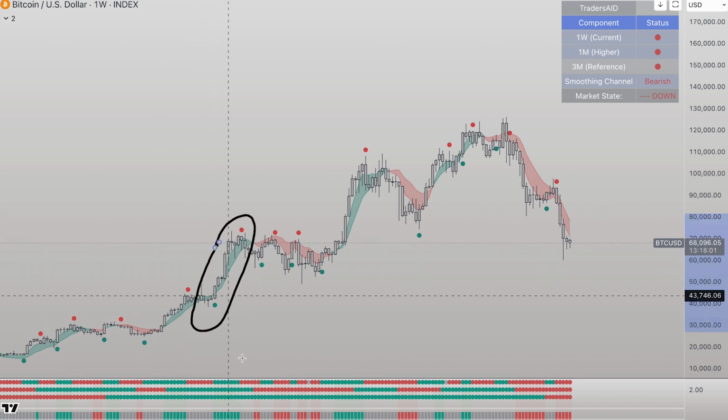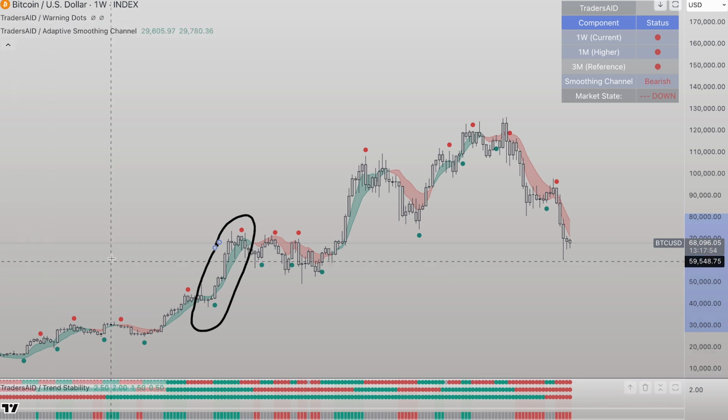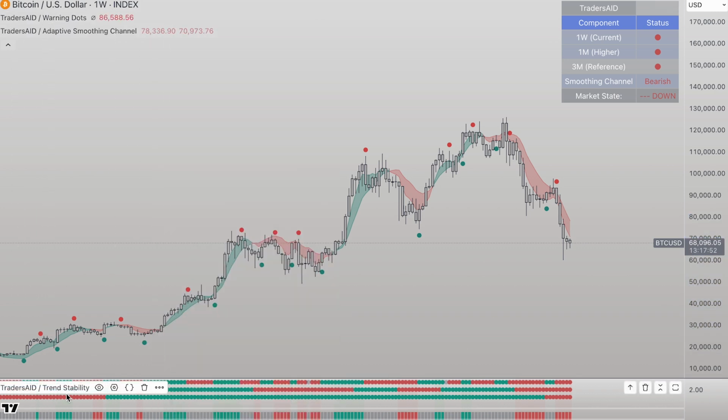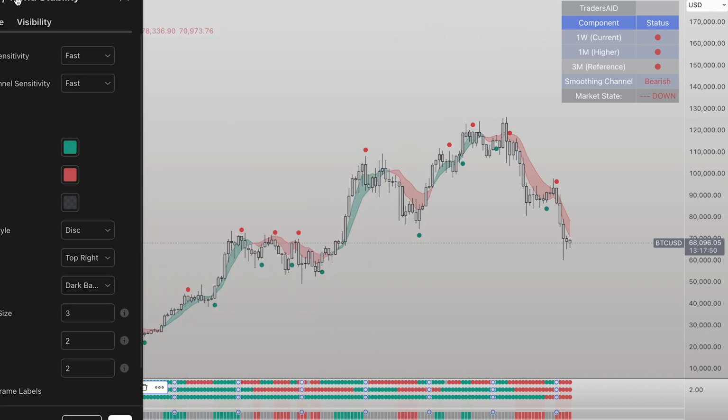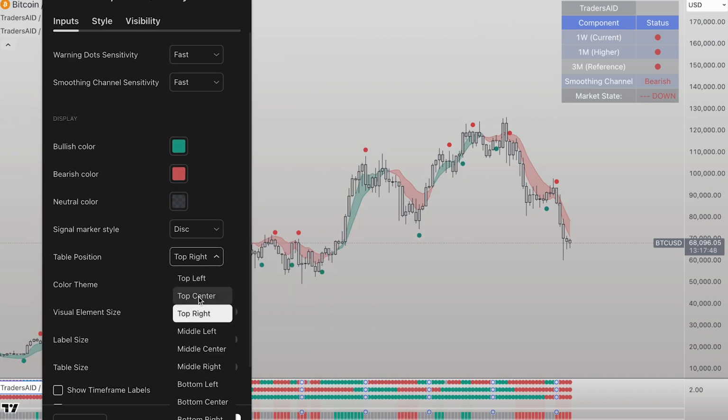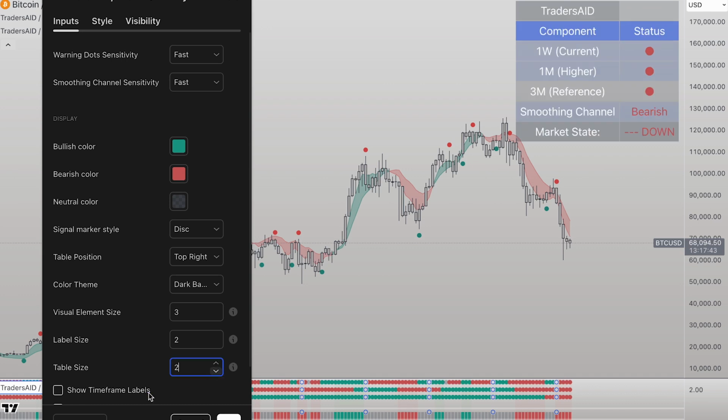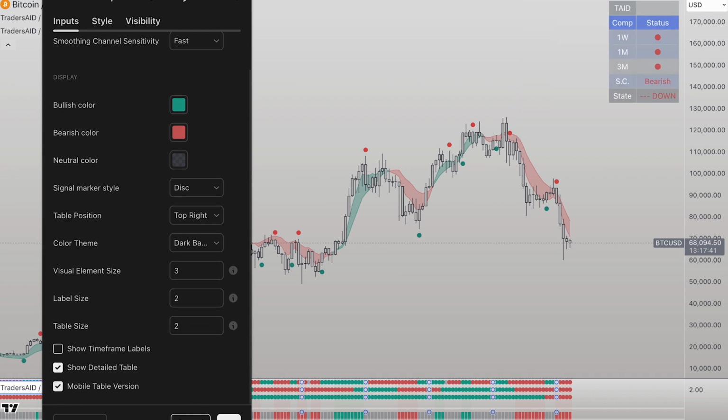Because this is a brand new indicator, we built in a lot of flexibility so you can make it work exactly the way you want. You can change the colors of the bottom indicator. You can change the symbols and the size of the dashboard. You can move the table to any position of your chart. And if you're on mobile, there's a dedicated mobile version that uses short abbreviations to keep everything compact and easy to read on smaller screens.